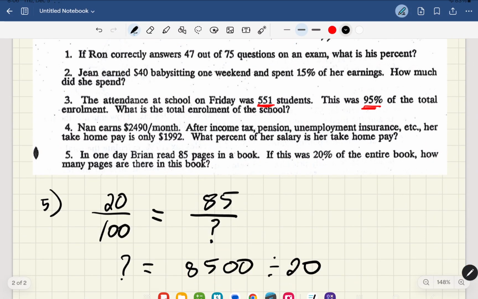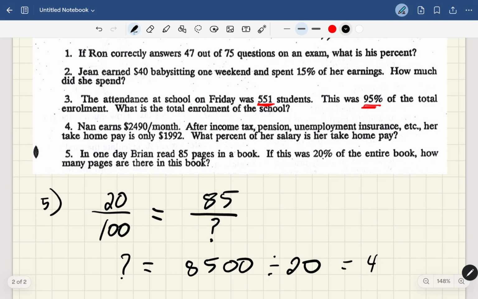So the book has 425 pages. And that's the answer. Those are the answers for these 5 questions.